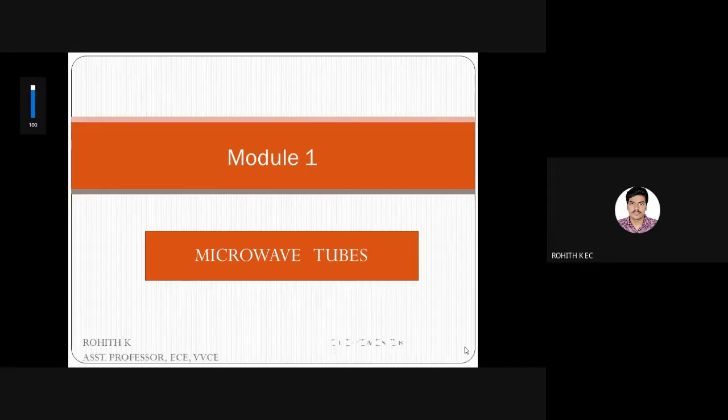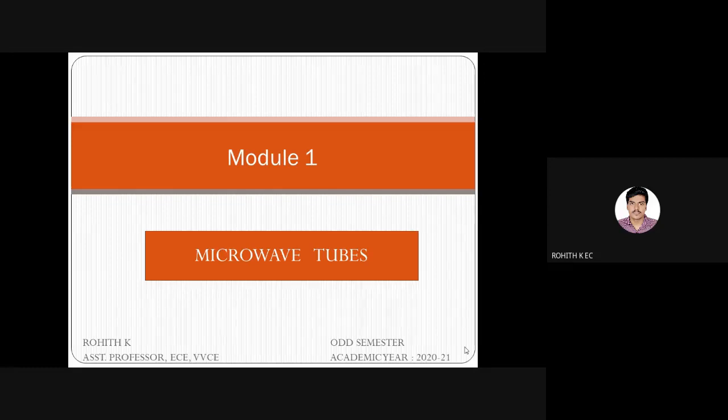It's a very good morning, everyone. In the previous few classes, we have been discussing the conventional electronic tubes, namely vacuum tubes and their working. And we had also discussed the limitations posed by these electronic tubes, particularly when operated at microwave frequencies. And that led to the evolution or discovery of microwave tubes.